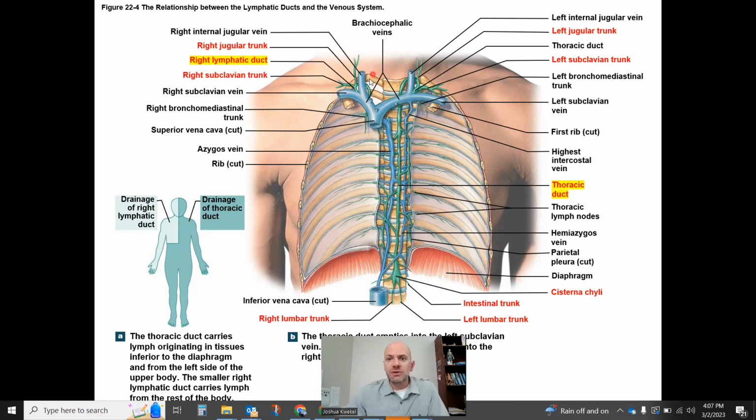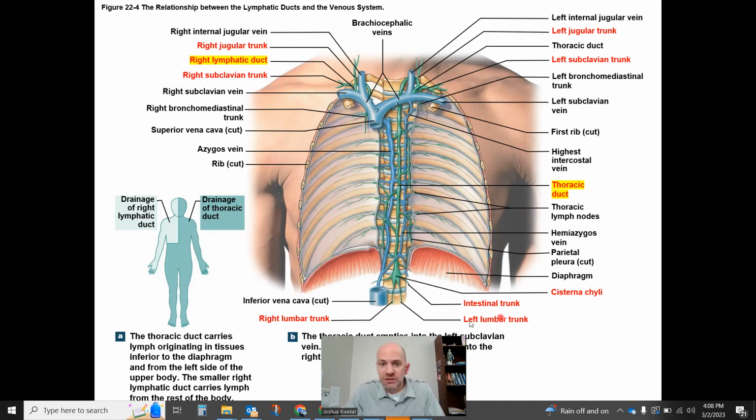Okay, the right jugular. So in the lymphatic system, we have trunks, okay? Instead of calling them a vessel, we call them a trunk, okay? So you have the right jugular trunk. Guess where that's coming from? From the right side of the head. You have the left jugular trunk. It's coming from the left side of the head. You have the left subclavian trunk and the right subclavian trunk. Those are coming from the limbs.